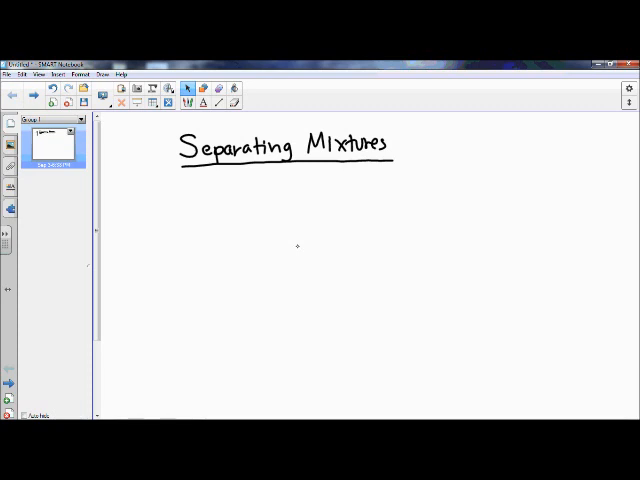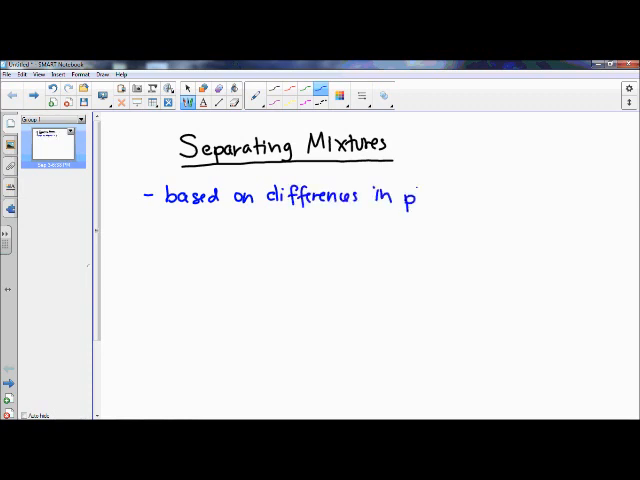Now, the first important thing to understand is that in order for a mixture to be separated, it's based on differences in physical properties of the substances in the mixture. Okay, so if everything in your mixture has similar physical properties, it's going to be very, very difficult, if not impossible, to separate it.